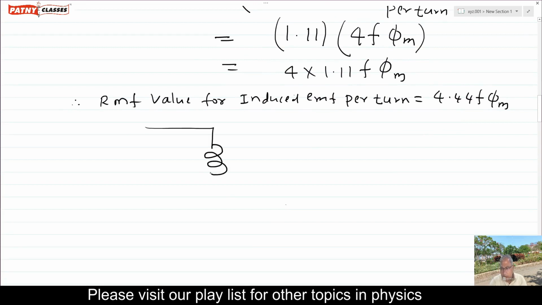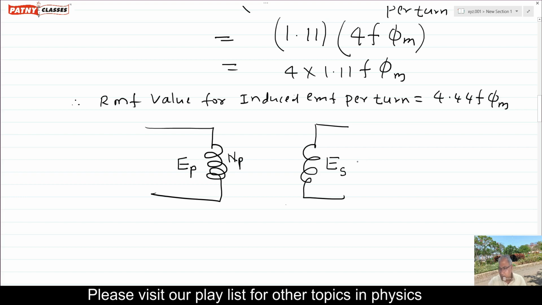Now we have the primary winding and the secondary winding. EMF induced in the primary winding is EP and EMF induced in the secondary winding is ES. The number of turns in the primary winding is NP, and the number of turns in the secondary is NS. Some people call them N1 and N2 also. In place of NP they call it N1, and in place of NS they call it N2, but we have already labeled them as NP and NS.